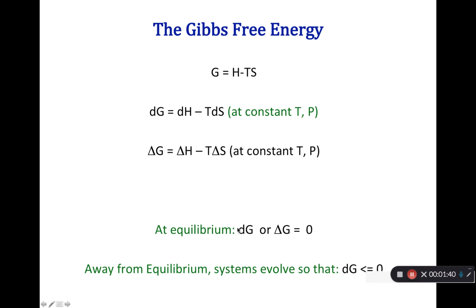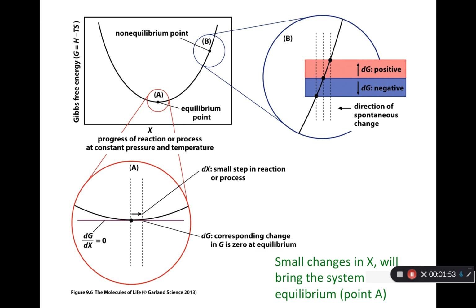At equilibrium, the change in Gibbs free energy is zero. And away from equilibrium, systems evolve such that a differential change in Gibbs free energy is less than zero. This is best illustrated by this figure from Koren. So on the left hand side on the top is the Gibbs free energy. On the x-axis is the progress of a reaction or process which is occurring at constant temperature and pressure.